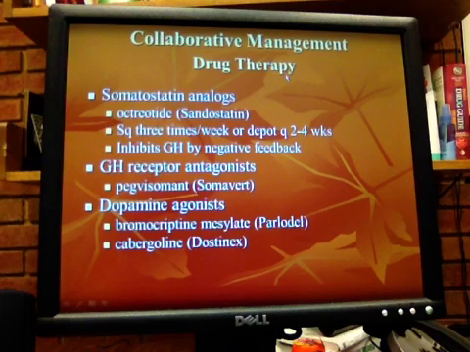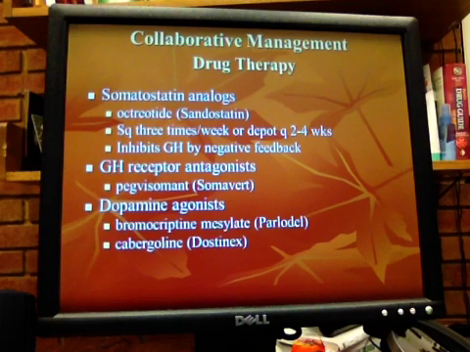for growth hormone excess. There are somatostatin analogs that are used. They inhibit growth factor. They also inhibit the IGF-1 via a negative feedback, and they'll work in 50 to 70% of patients. Now, drug therapy can be used either by itself or in combination with surgery or radiation.